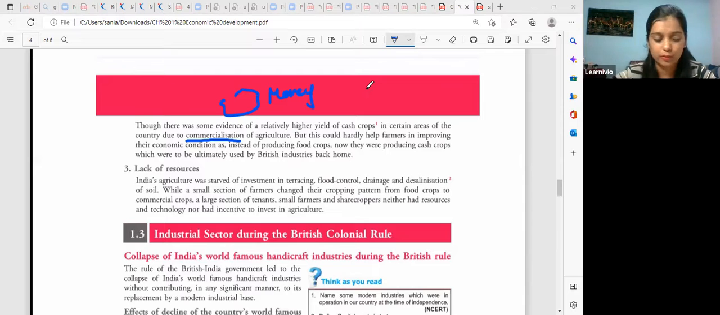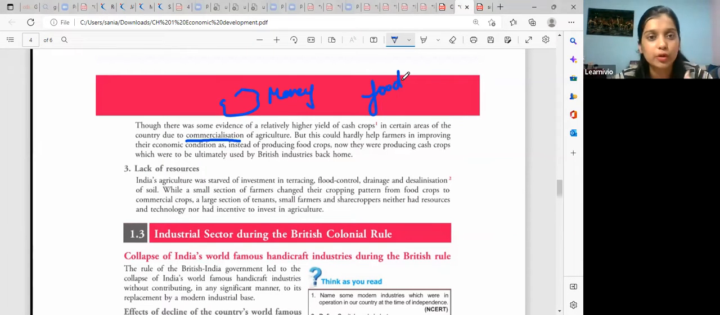There are two types of crops. One is food crop, which you are going to use, like for example, you are growing wheat and all that, and the other one is cash crop, from which you will get money. So now, second point, you will write: Britishers forced Indians to produce, instead of food crops, cash crops, which were ultimately used by British industries back home.